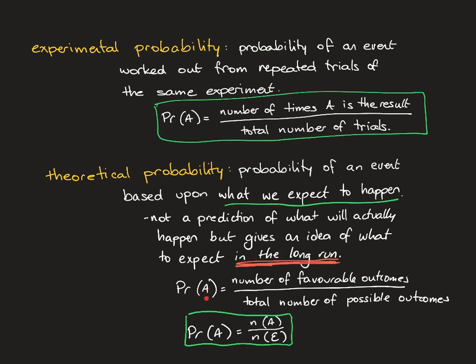So the probability of event A happening is the number of favourable outcomes that contain A divided by the total number of possible outcomes. And we use this particular formula here. The probability of A is equal to the number of ways in which A can occur divided by the number of total things in the sample space.